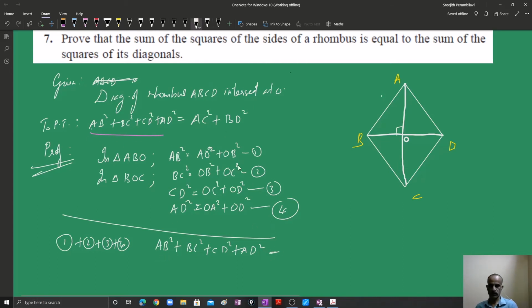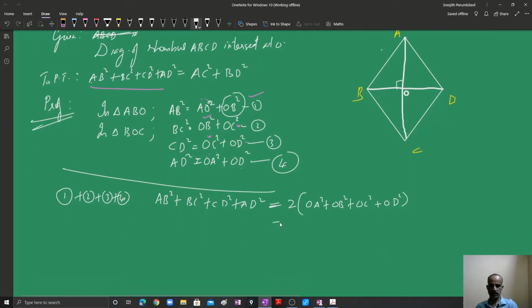Okay, this is equal to, when you look at this, you can see OB square, another OB square here, one OC square, another OC square, one OD square, another OD square, one OA square, another OA square. So all of them are 2 times. So when you add, you get 2 times OA square plus OB square plus OC square plus OD square.